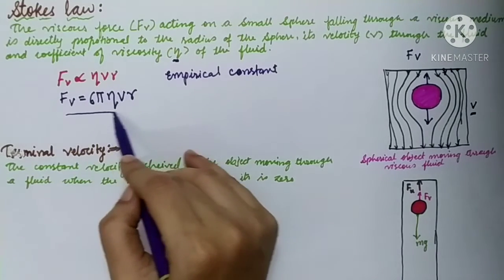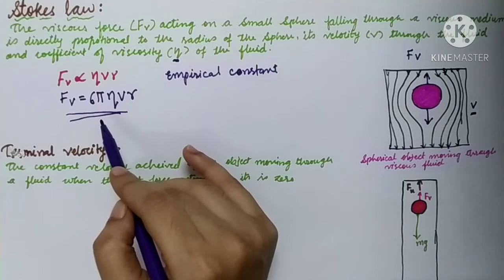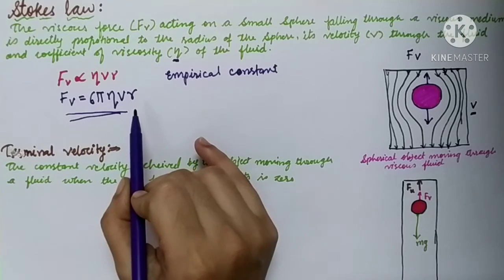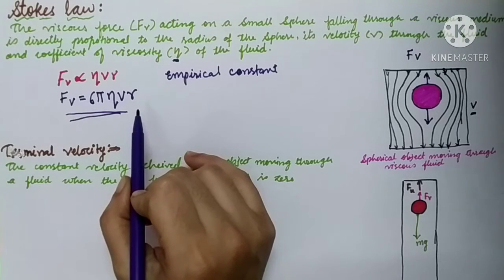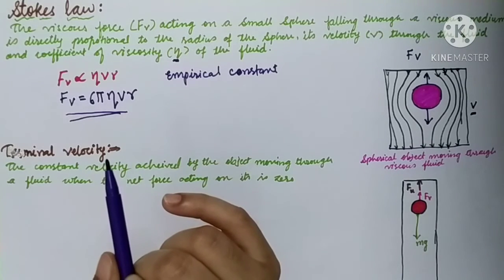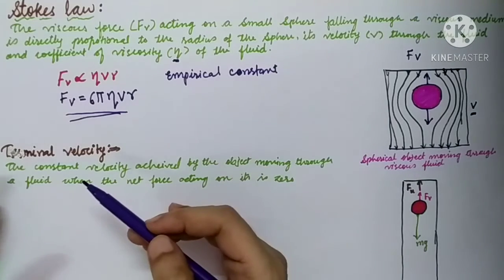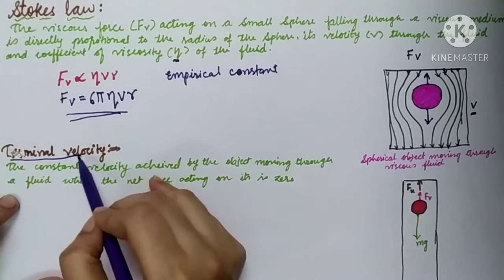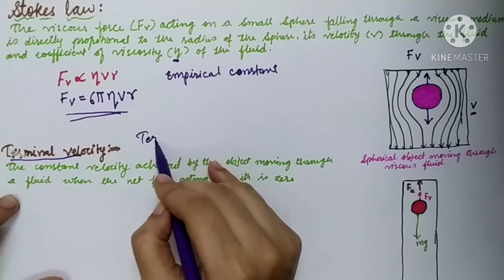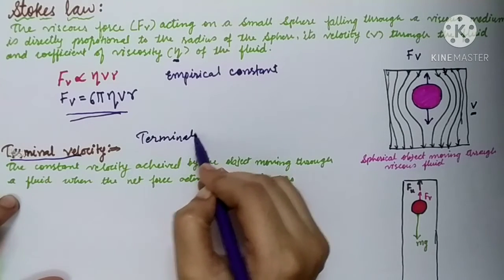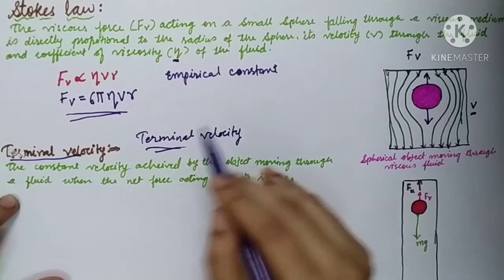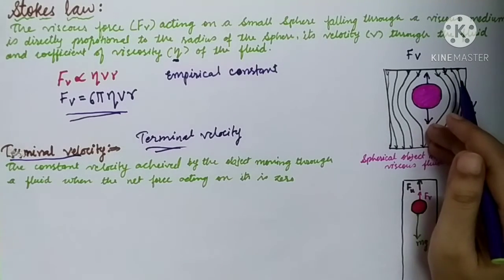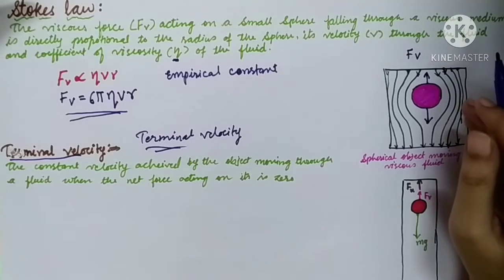Remember that this equation gives us the viscous drag force acting on the object when it is moving through the fluid, a viscous fluid. Now the next thing that we have to study is terminal velocity. The name terminal means what? You can say it is a final velocity. Terminal means final. So final velocity, what does it mean?